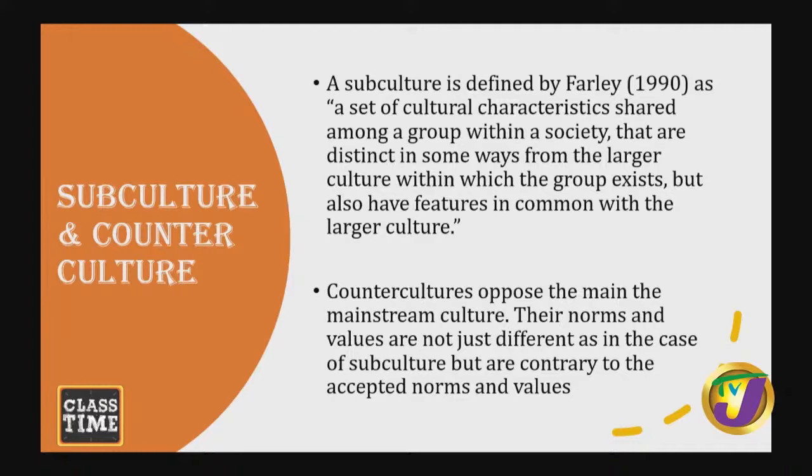So every society has its mainstream culture, the norms and values that everybody shares. But then within that mainstream culture, you might have a group of individuals that share the majority of the norms and values of the mainstream, but they have certain norms and values that are unique to them. They have certain things that only they do. And so they're a part of the subculture.